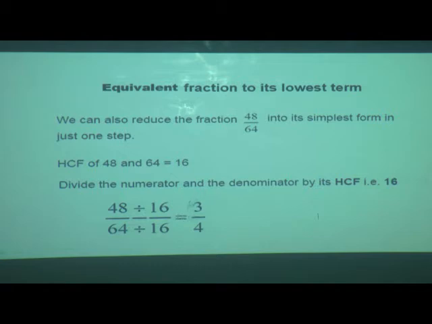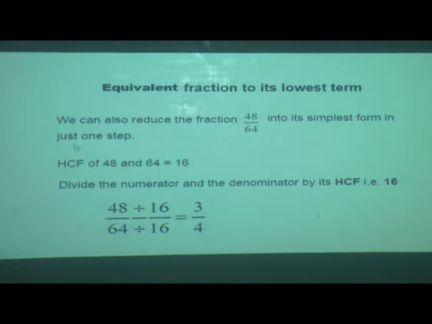So there is no need to go for a higher number or for the HCF and then do the reduction. You can go slowly by 2, then by 3, whatever number you get, it should divide completely and give a remainder of 0. So here, equivalent fractions to its lowest term. Here also you can take your own example, practice, and find out how to reduce into its lowest form and get a fraction.